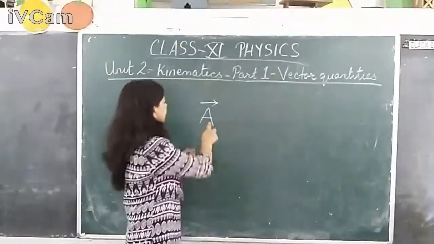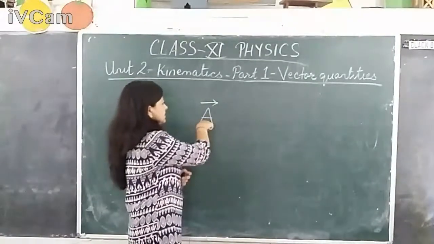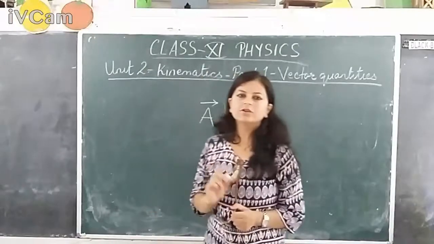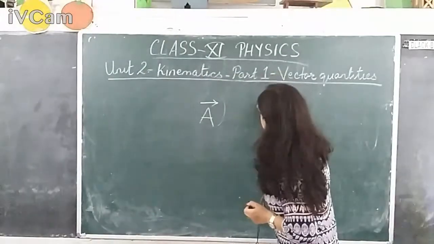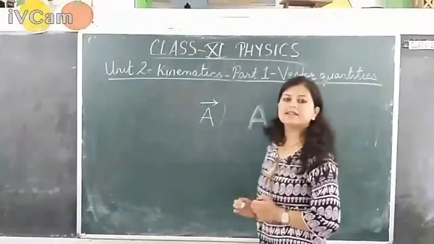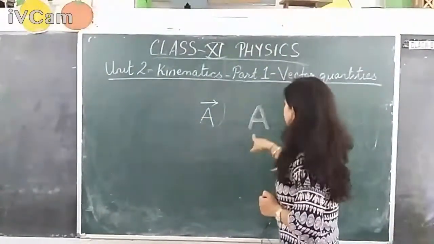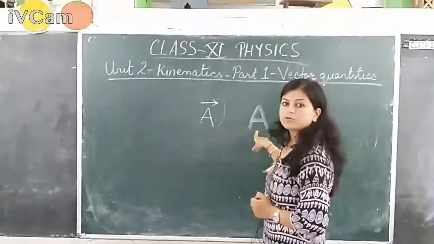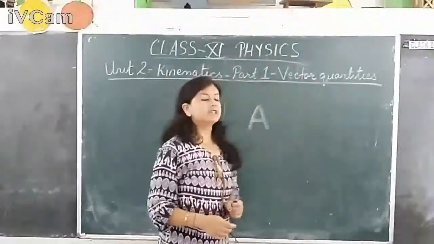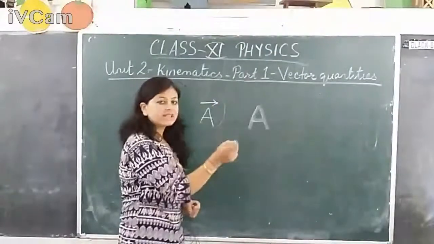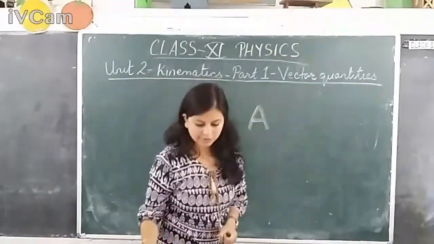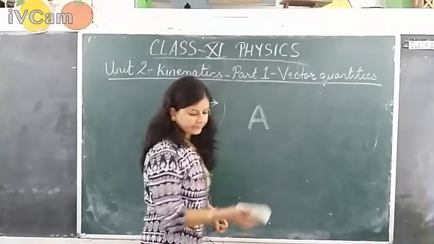So either the vector quantity will have an arrow on top of it, or if you notice in your books, they just write the letter in bold. This also means that it is a vector quantity. So in your book, if you come across a vector quantity which does not contain any arrow, you will notice that the letter has been written in bold. That is how you denote a vector quantity.